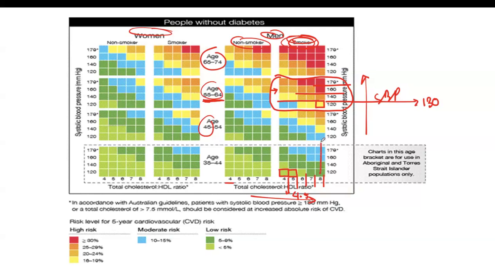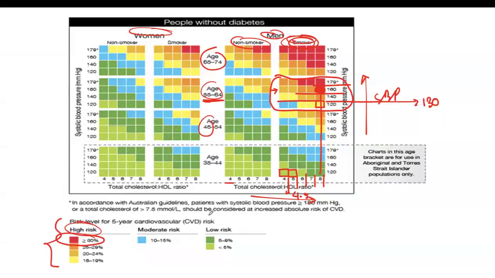So if we go up, so this is 160, right? So this red one is what our patient is at the moment. Now we compare this over here. So red means more than 30% risk, and that means it is a high risk patient. Okay? So this is how you can find out if your patient has got mild, moderate, or severe risk of a cardiovascular event in the next 5 years.